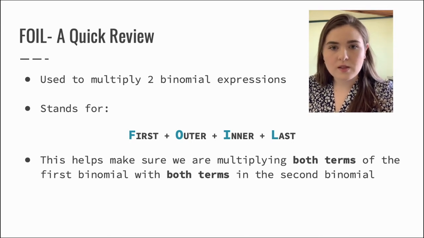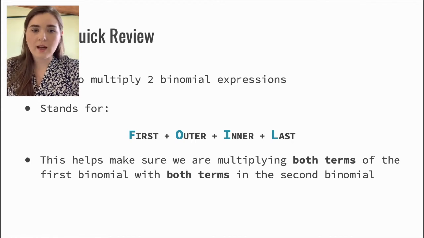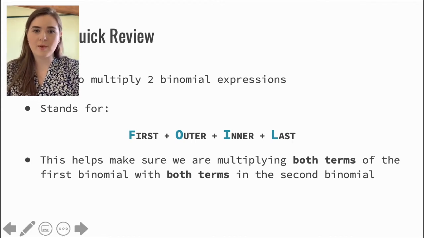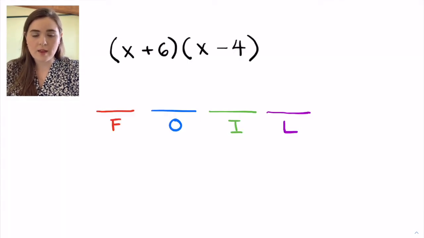The FOIL method is a really efficient way for us to make sure that we are multiplying all of the terms from our first binomial. So the problem here that we're looking at is x plus 6 times x minus 4. To multiply these two binomials, I need to use the FOIL method. So the very first thing I'm going to do is multiply my first two terms. And I'm going to connect those here with a red line so that you can see.